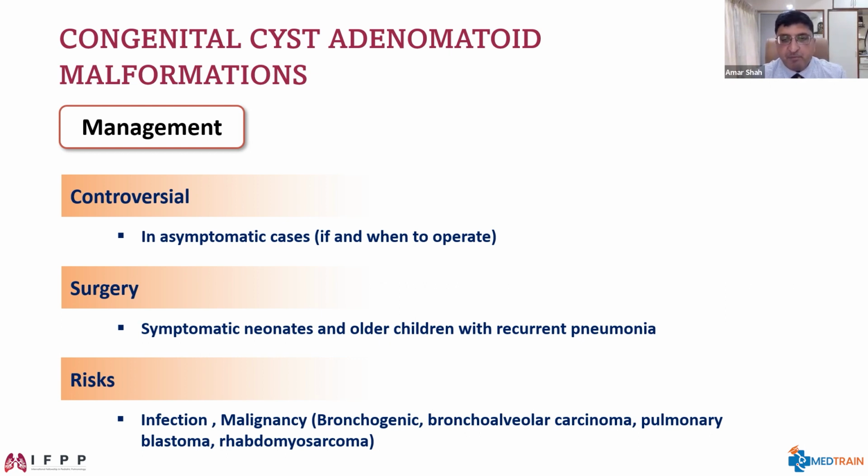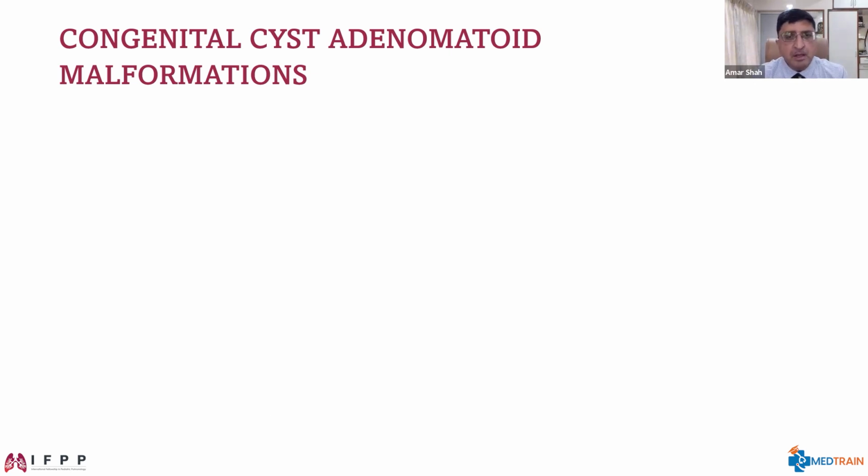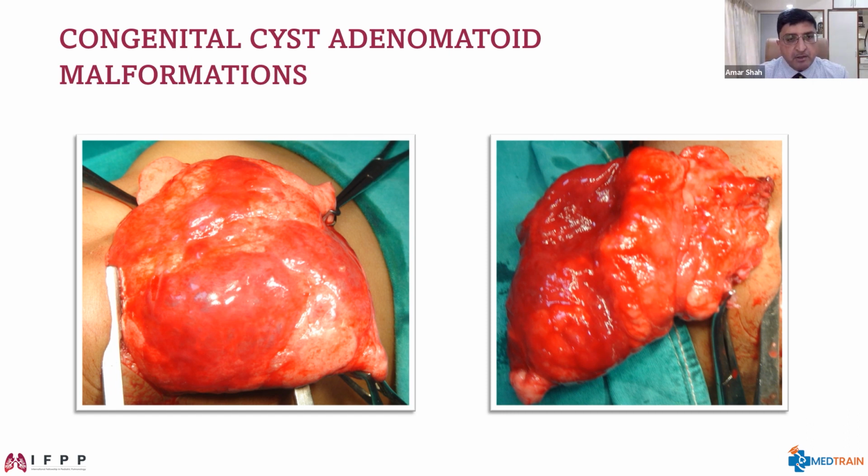The different types of malignancies that are seen in untreated CCAMs are enlisted, like bronchogenic carcinoma, bronchoalveolar carcinoma, pulmonary blastoma, and even rhabdomyosarcomas. So this is the operative specimen. A thoracotomy was done, and here you can see the lobe of the lung with multiple cysts, and this is how a cystic adenomatoid malformation looks.